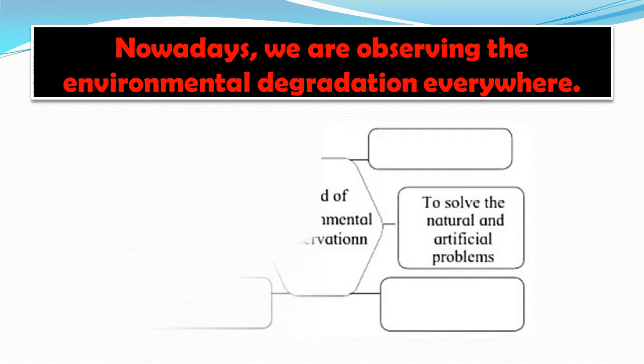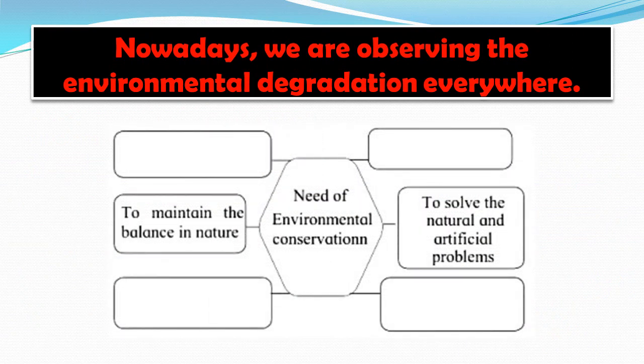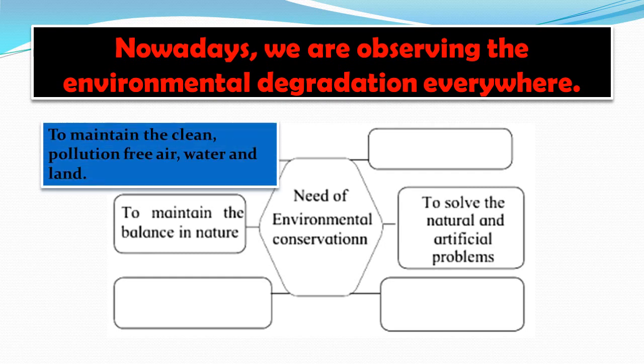Here one chart is given, which we have to fill up. In the middle it is written as need of environmental conservation, and points are given. First is to solve natural and artificial problems, and next is to maintain the balance in nature. A third need for environmental conservation is to maintain clean, pollution free air, water and land, because these three factors affect living organisms most. That is why there is a need for environmental conservation.